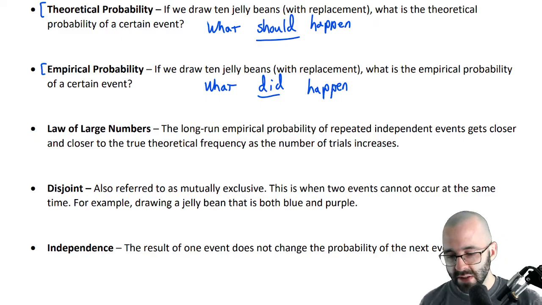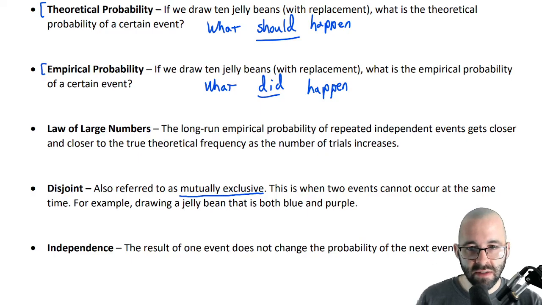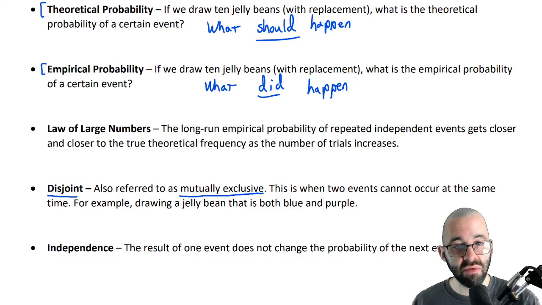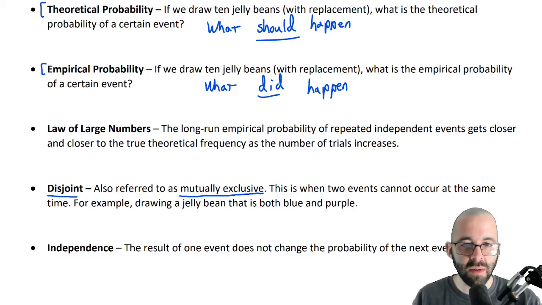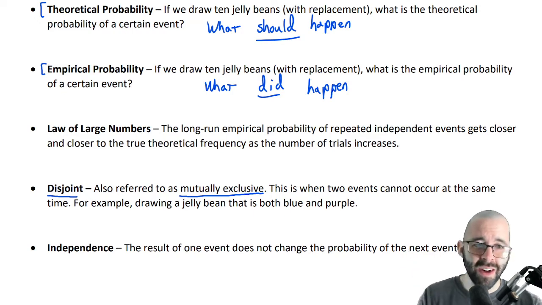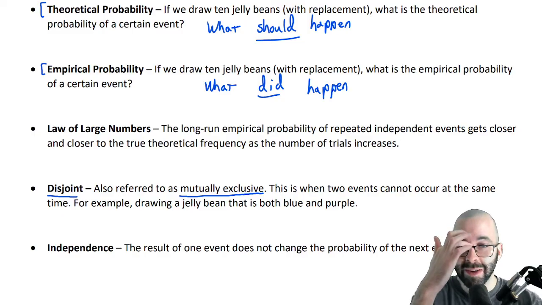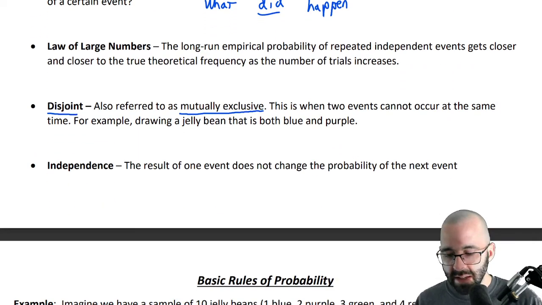And then disjoint is also known as mutually exclusive. This is the more common English phrase. Disjoint is the more common math phrase. Okay, this just means that two events cannot occur at the same time. So we can't get both an even and an odd number on a 6-sided die. We can't get a jelly bean that is both blue and purple. In our example, obviously, in real life, there are jelly beans that are both. But in our example, up above, these would be disjoint events. They are mutually exclusive.